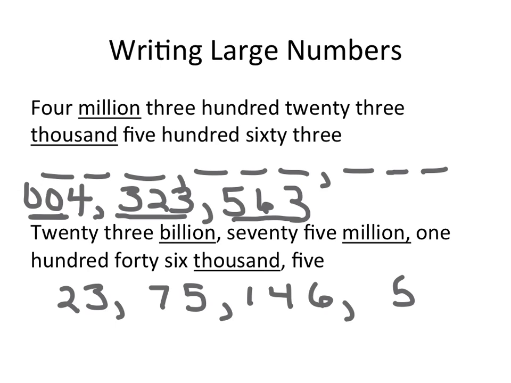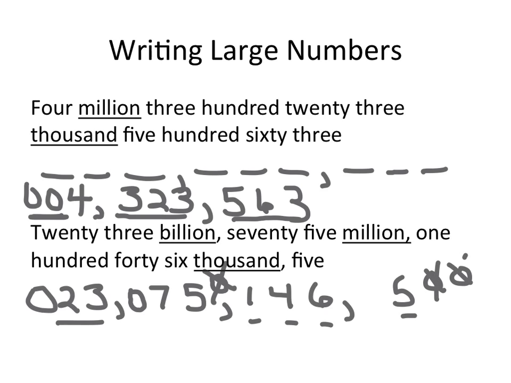So if we think about that again, 23 billion, students might want to put the 0 here, and that's okay if they do. 75 million. If we put the 0 here, it doesn't say 75 anymore. It says 750. So again, where can students put that 0 so that the number still says 75 million? 146,000, that family has 3. 5. If students put the zeros here, it doesn't say 5 anymore. It says 500. So where can they put the zeros where it will still say 5?